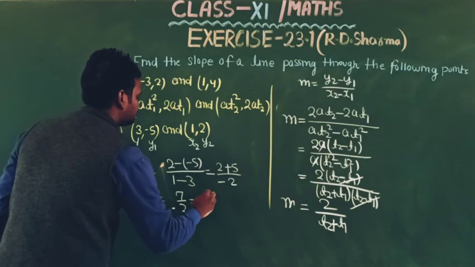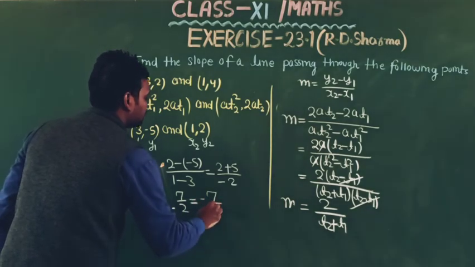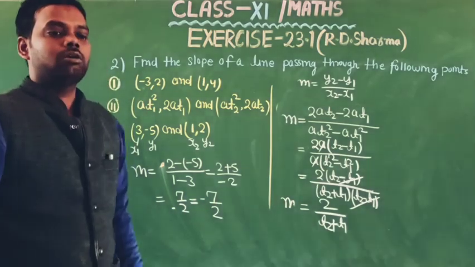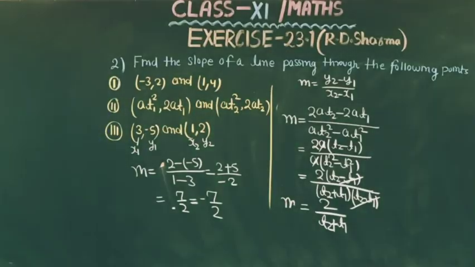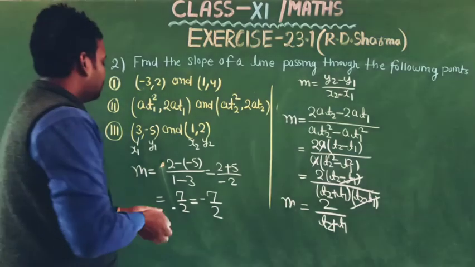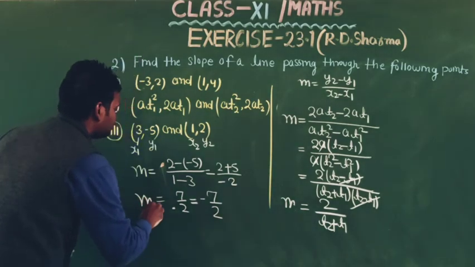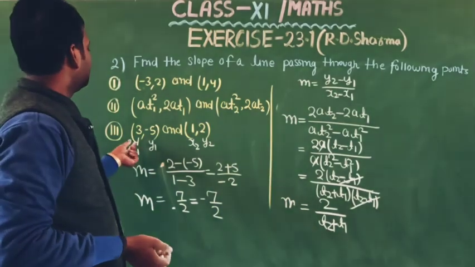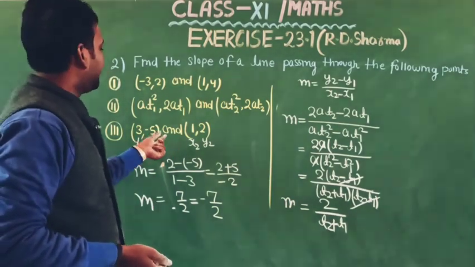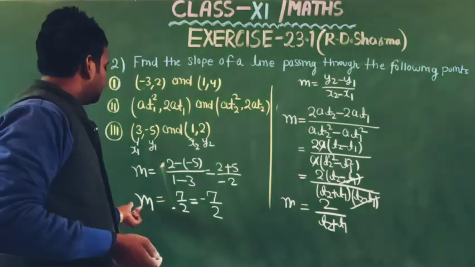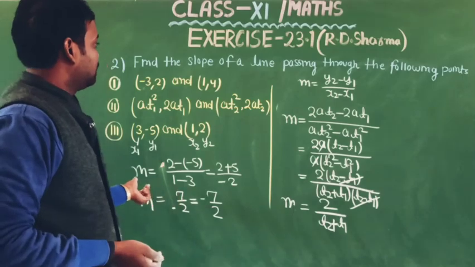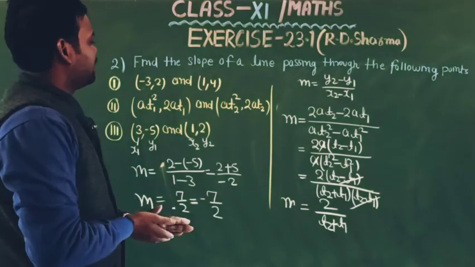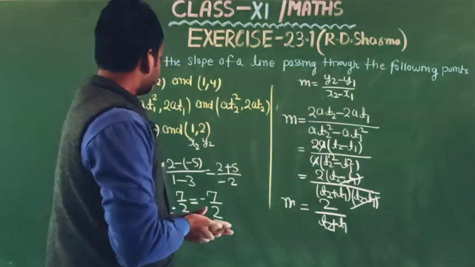Okay, so the slope of the line passing through (3, -5) and (1, -2) is minus 3 by 2. So this is the required answer.